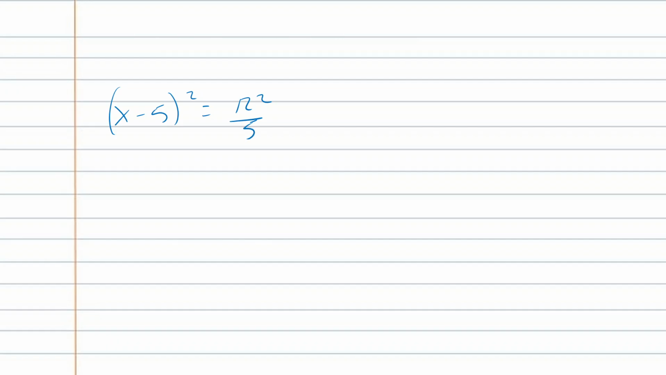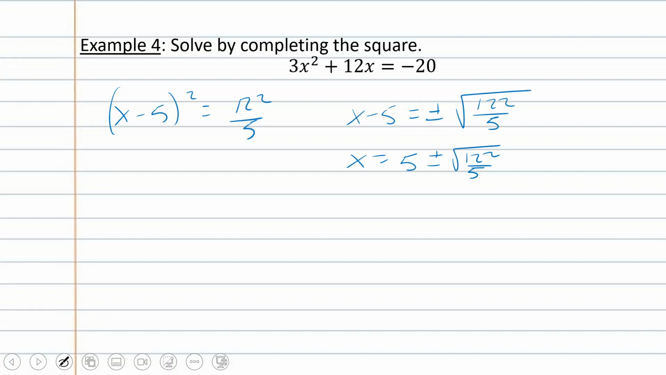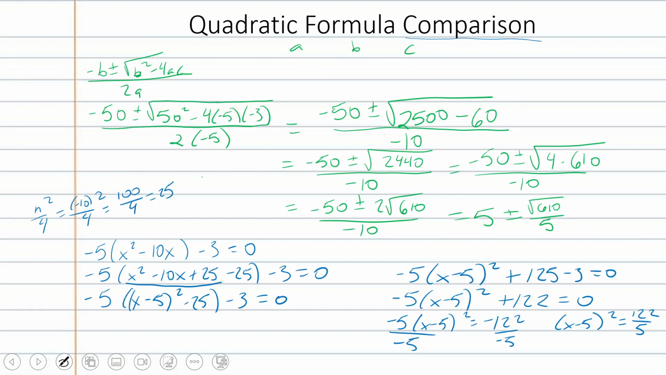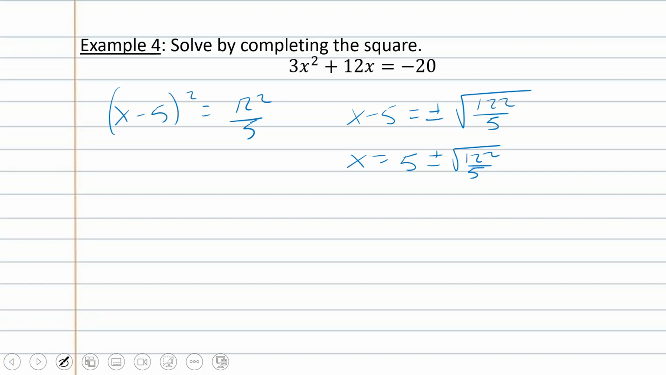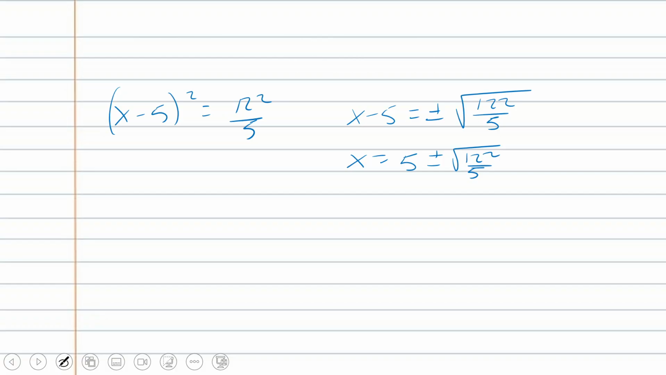That's what I'm trying to solve, right? So I can take the square root of both sides. It's going to give me x minus 5 equals plus or minus the square root of 122 over 5, which means that x equals 5 plus or minus the square root of 122 over 5. And you're like, that's not the same thing, Mr. Shipes, because the same thing is supposed to be 5 plus or minus the square root of 610 over 5. Well, the difference here is they rationalize that denominator.